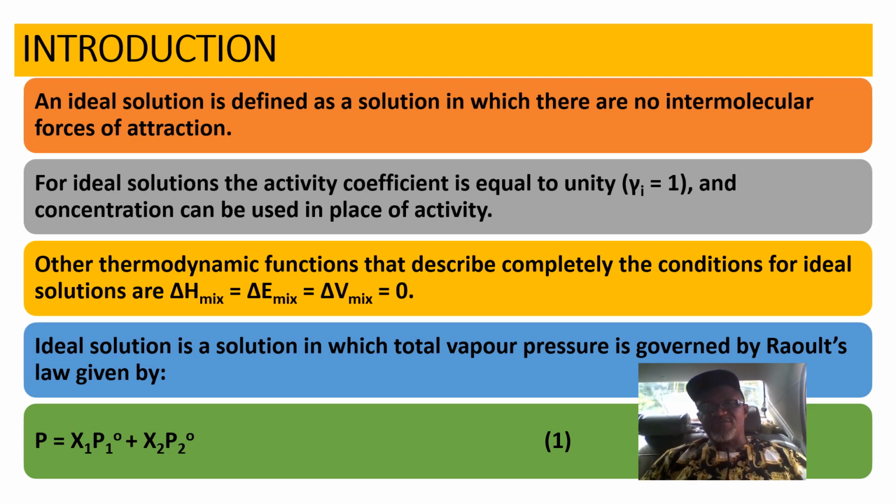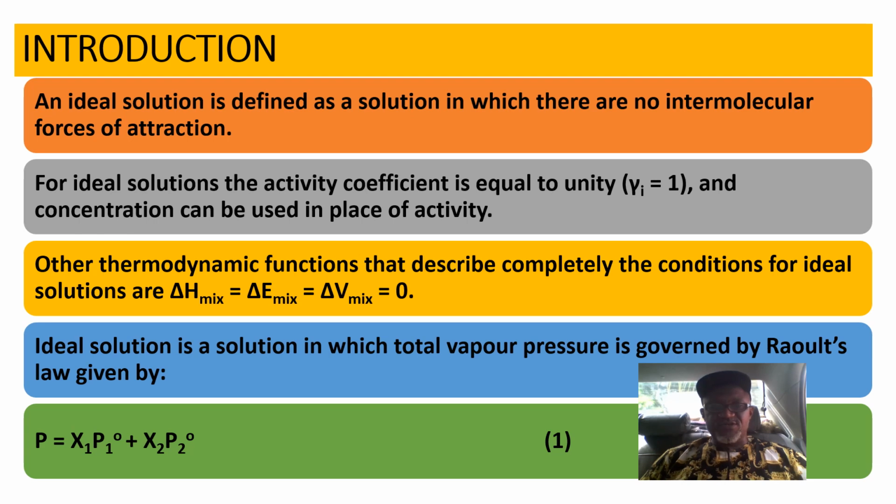Also remember, we have looked at concentration and activity. Other thermodynamic functions that describe completely the conditions for ideal solutions are the change in enthalpy of mixing, the change in internal energy of mixing, and the change in volume of mixing. All must be equal to 0 for us to have an ideal solution. We will still see that in the properties of truly ideal solutions.